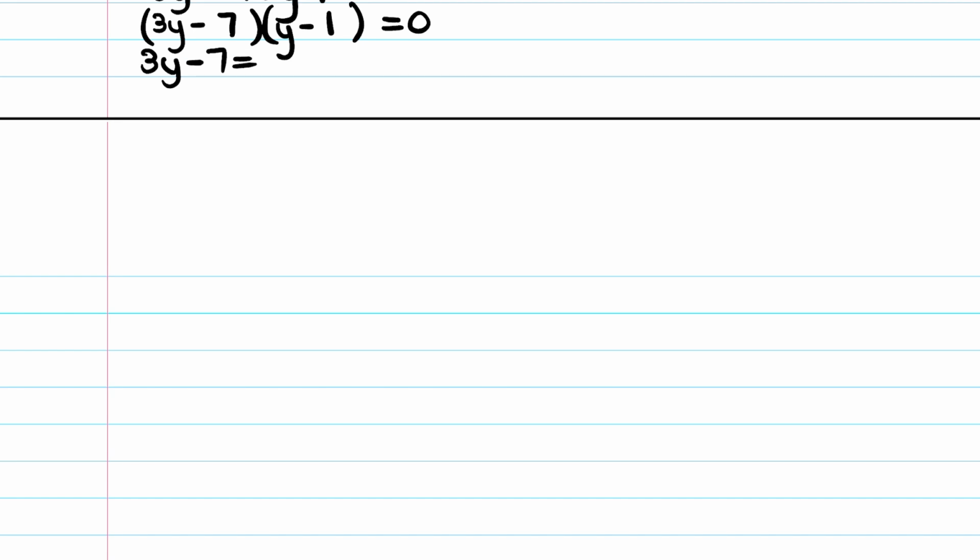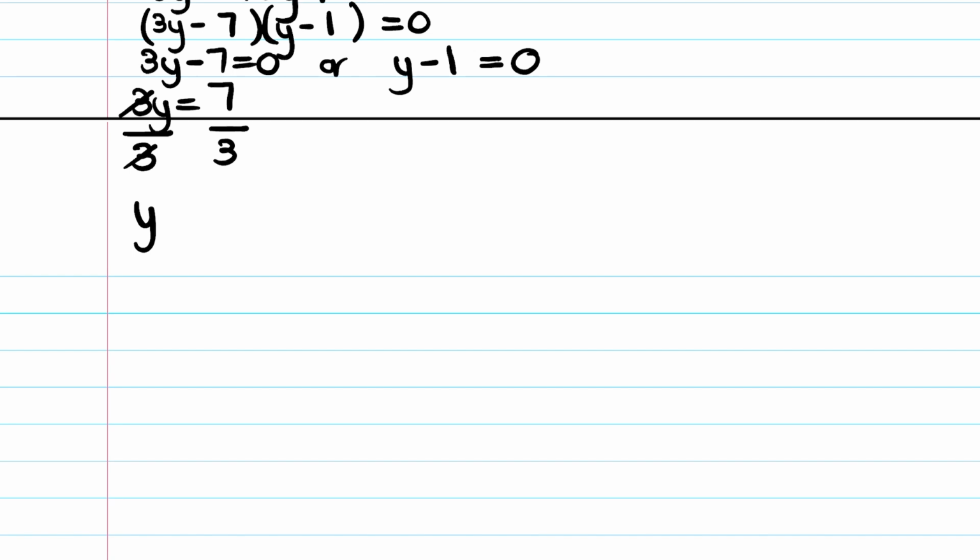So now what you want to say is 3y minus 7 is equal to 0, or y minus 1 is equal to 0. Now we want to solve for y. So we'll have 3y is equal to positive 7 on this side. Then we divide both sides by 3 because we want to get y alone, right? So these 3's are going to cancel out, and you're going to have y is equal to 7 over 3 on this side, and y is equal to 1 on this side.